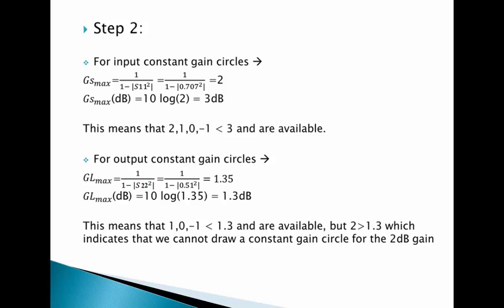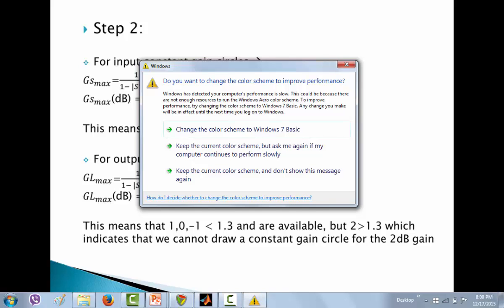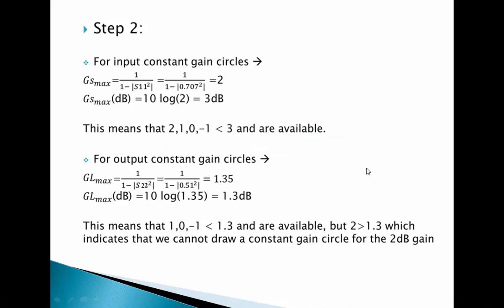But for the output constant gain circles, the maximum load gain from this equation, 1 over 1 minus the S22 squared magnitude, equals numerically 1.35 and in the dB scale 1.3 dB. This means that the 1, 0, minus 1 are less than 1.3 and are the only ones available, but the 2 is larger than 1.3, which means that we cannot draw a constant gain circle for the 2 dB gain.